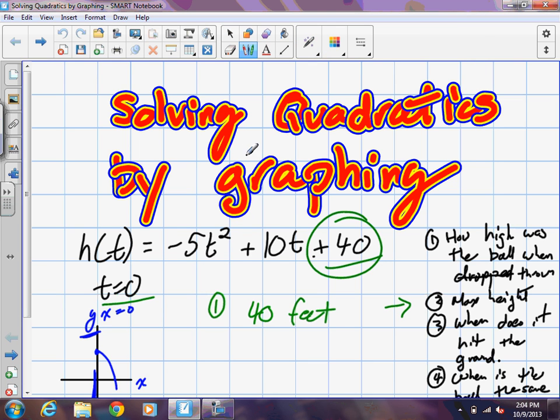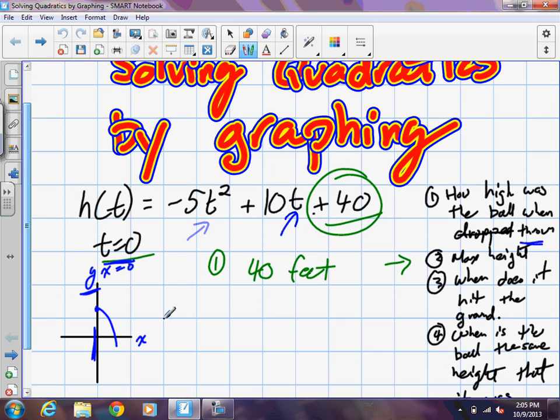We're going to go solving quadratics by graphing, and we've kind of already answered the first one. The first question here asks how high a ball is. Now, y, or in this case h at t, our y-axis, is measuring height, and t is measuring time. When a ball is thrown or dropped is when t is equal to 0, and t in this case is our x-axis. So when x is 0, we're looking at a y-intercept.